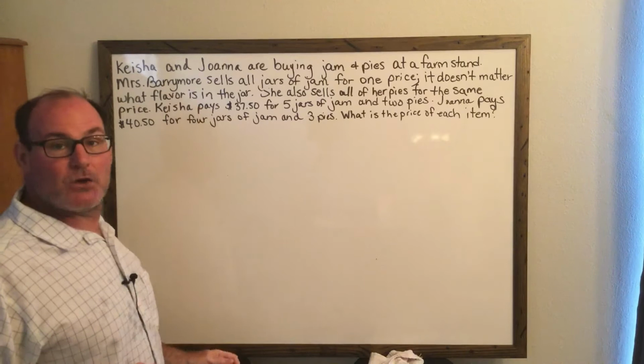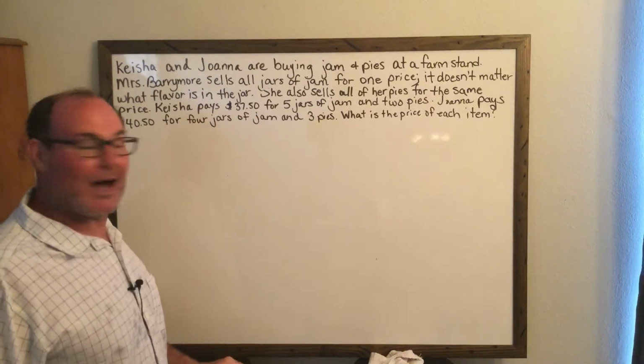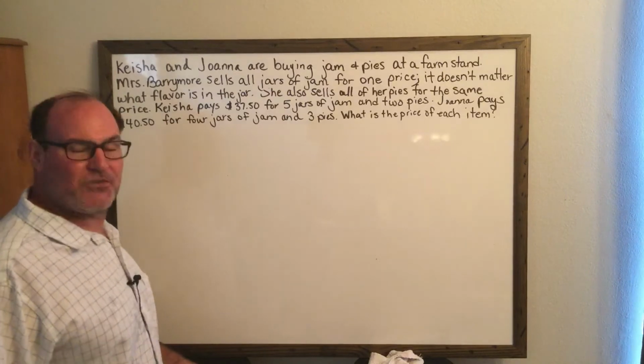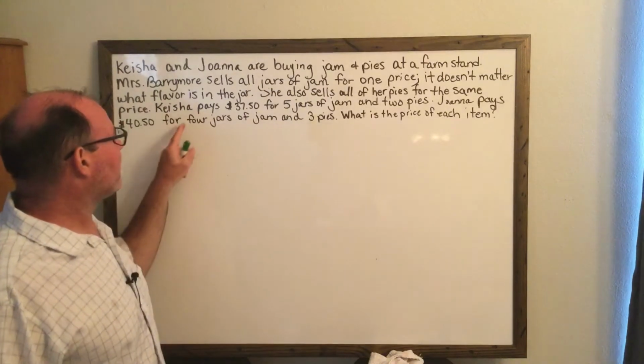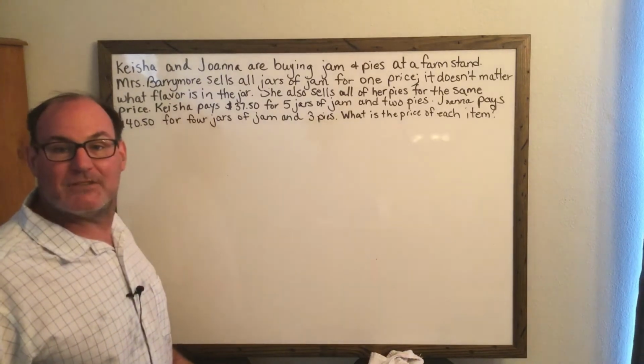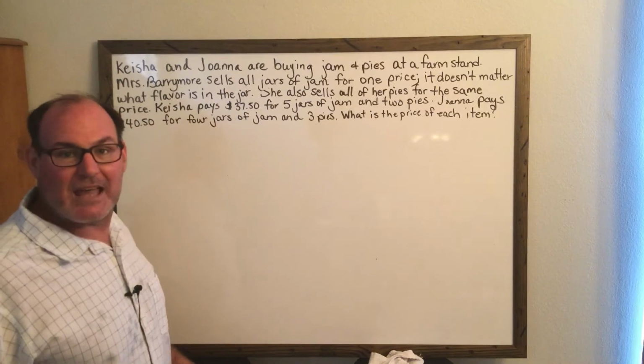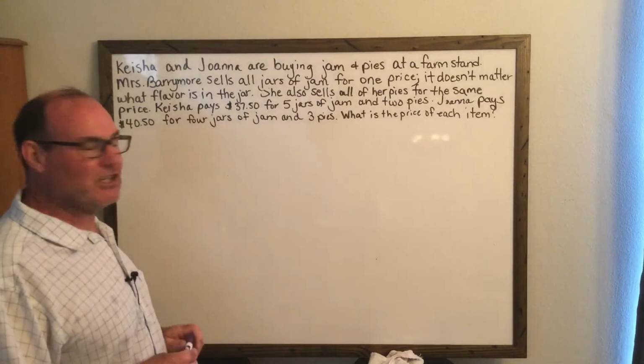Keisha pays $37.50 for 5 jars of jam and 2 pies. Joanne pays $40.50 for 4 jars of jam and 3 pies. And so what we want to know is the individual price of each item. Maybe they've both lost their receipts and they don't know how much each cost.